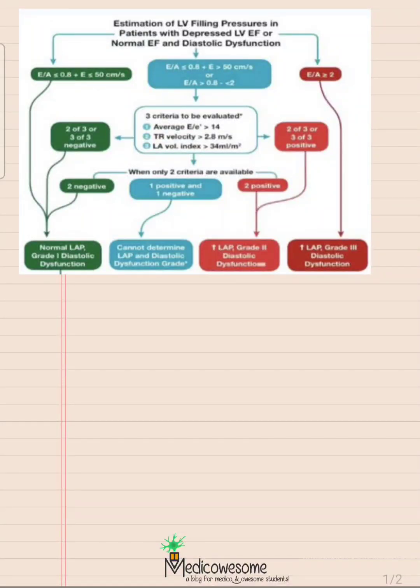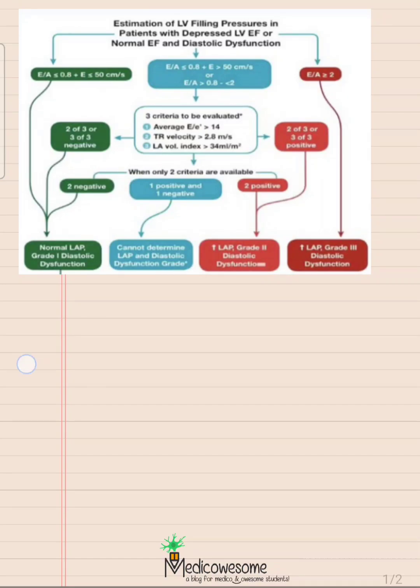Everyone, this is the second part of the LV diastolic function video. If you haven't watched the first part, I would encourage you to see that for the mnemonic. So in patients who have LV diastolic dysfunction, or in patients with depressed LVEF, or hypertrophy or older age, and you think they have diastolic dysfunction, this is the algorithm that you use.